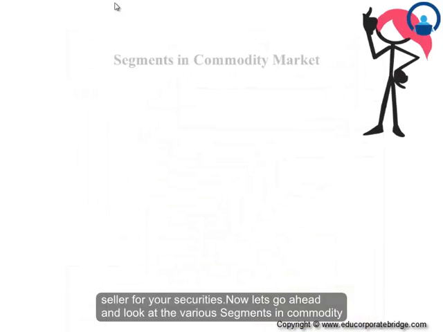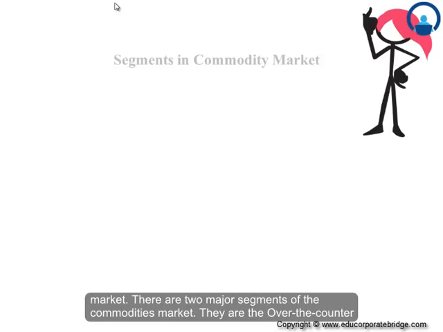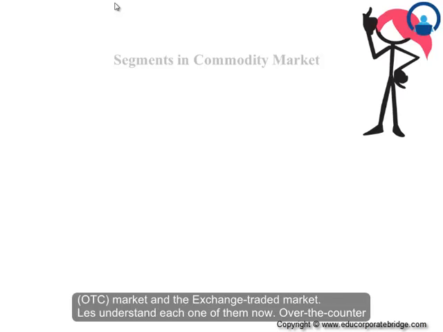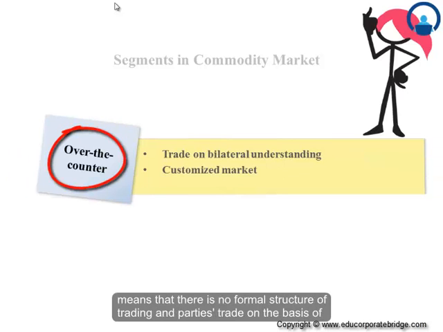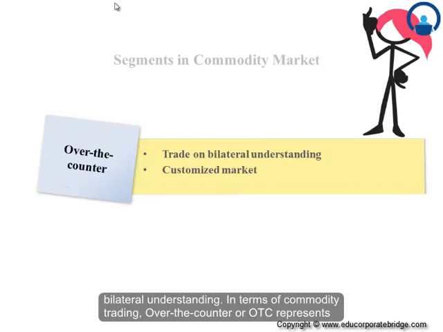Now let's go ahead and look at the various segments in the commodity market. There are two major segments of the commodity market. They are the over-the-counter market and the exchange-traded market. Let's understand each one of them now. Over-the-counter means that there is no formal structure of trading and parties trade on the basis of bilateral understanding.